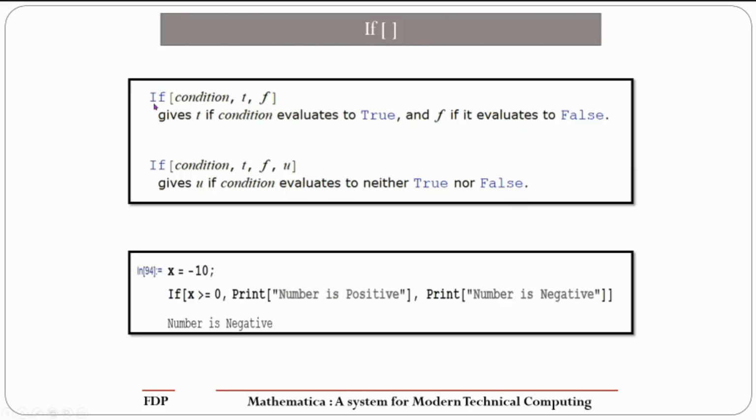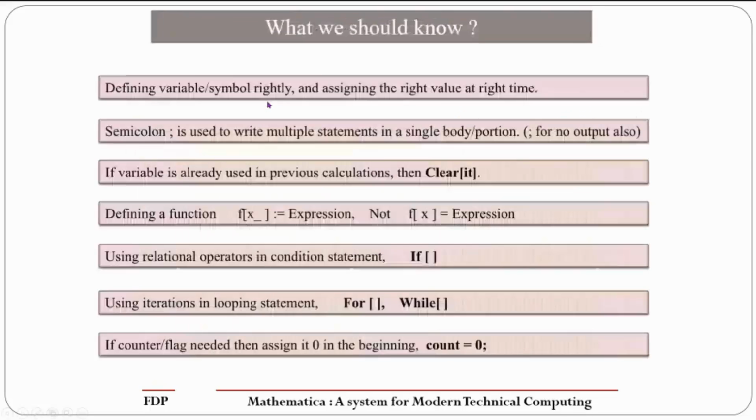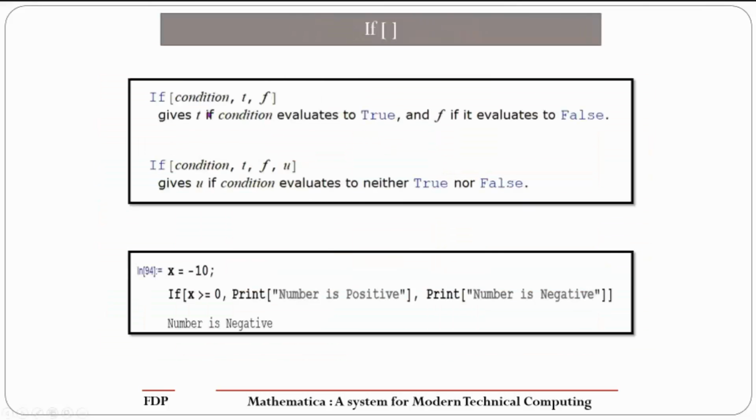So that's why the if statement is there, with I capital. Okay, and the syntax for this is that first you have to write the condition, then a comma, the true value, then a comma, then the false value. That means you have three portions here. Got it? I have already used this word portion. The semicolon is used to write multiple statements in a single body or portion. So in if we have three portions: the first, second, and third.